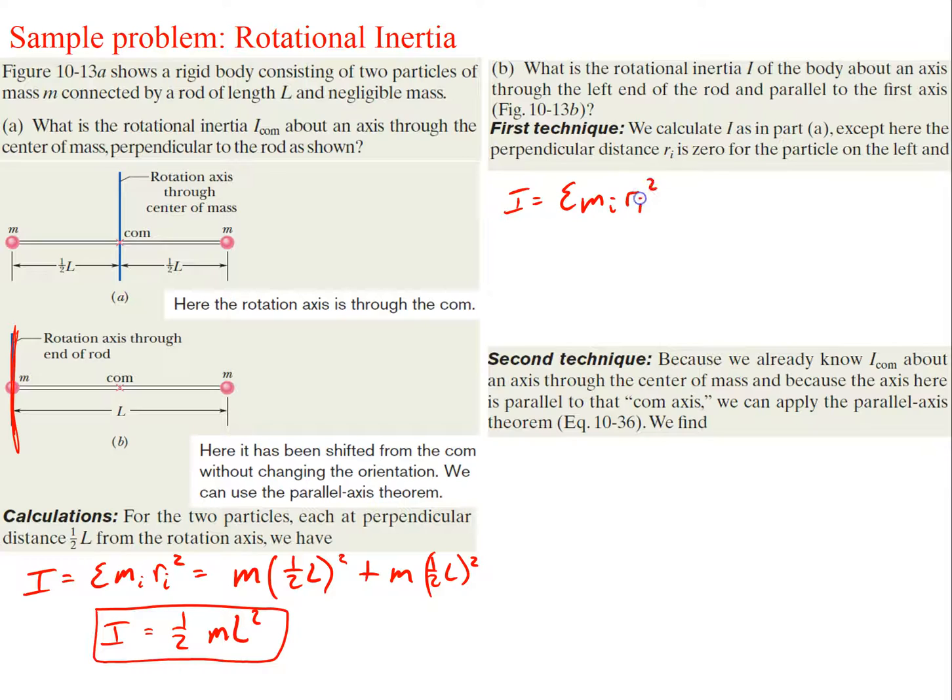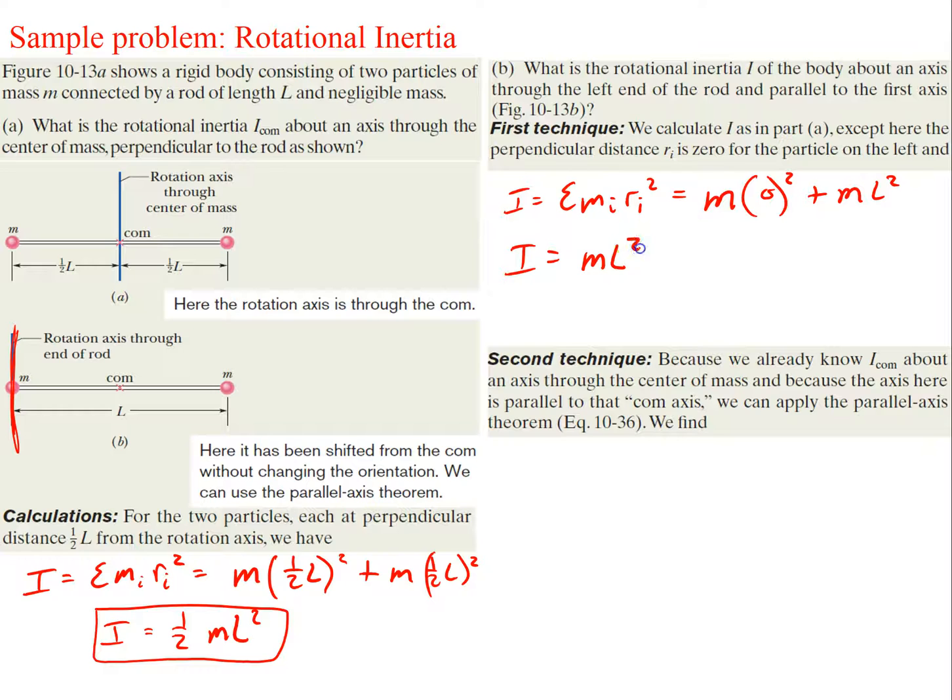So this is going to be mass times its distance away. Its distance away from the axis of rotation is actually zero for this first one, so that's just going to be zero squared. Plus mass times, this is going to be a full L distance away right here, so this is just going to be L squared. So in this case, the moment of inertia is simply mL squared.